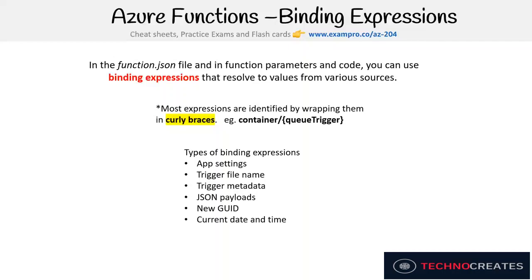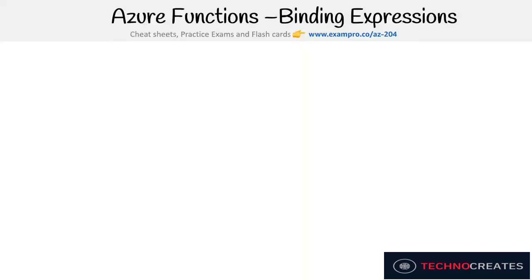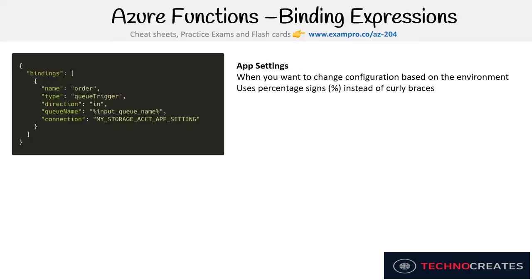Let's go take a look at what those look like. The first is app settings. So when you want to change configuration based on the environment, you're going to use percentage signs. This is the only case where you use percentage signs. It's confusing because it's the first example instead of curly. So notice that there's percentage signs there.